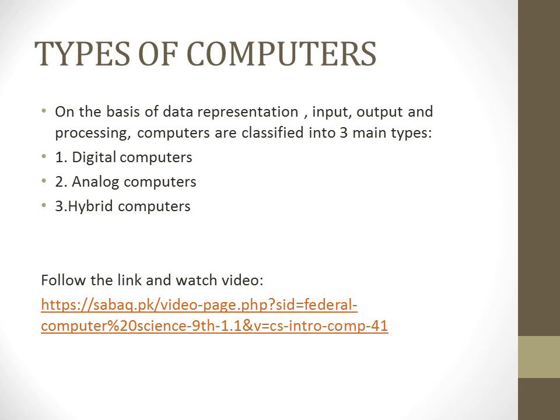What is the basis of differentiation of these types of computers? These are on the basis of data representation, input, output, processing. There are three main types of computers. First is digital, second is analog, and the third one is hybrid computers. Now you have to follow the link given below in order to watch the video. After watching this video, the three types of computers will be more clear to you.